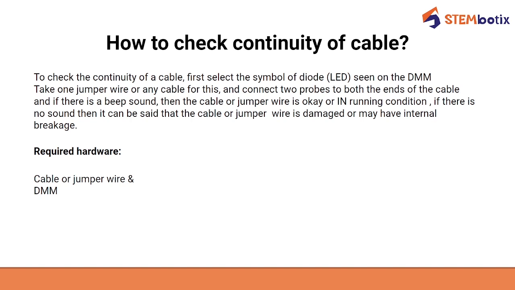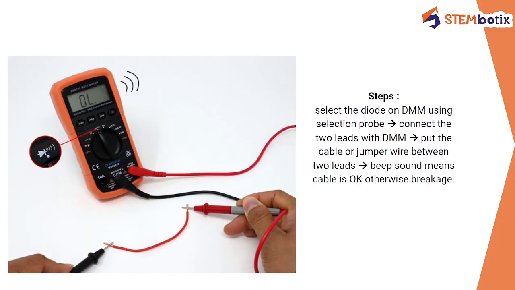So after connecting, take one jumper wire or any cable and connect the two probes to both ends of the cable. If there is a beep sound, then the cable or jumper wire is okay, in running condition. And if there is no sound, then the cable or jumper wire is damaged or may have some internal breakage.